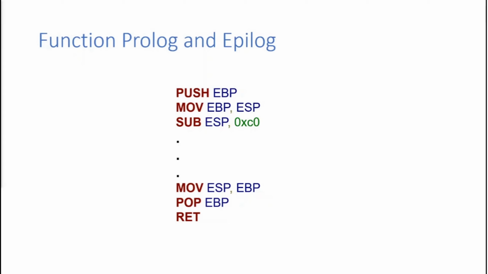The function prolog typically performs the following actions. It pushes the current base pointer onto the stack so it can be restored later. It assigns the value of the stack pointer to the base pointer so that a new stack frame can be created on top of the old stack frame. It moves the stack pointer further by decreasing or increasing its value, depending on whether the stack grows up or down. On x86, the stack pointer is decreased to make room for the function's local variables.